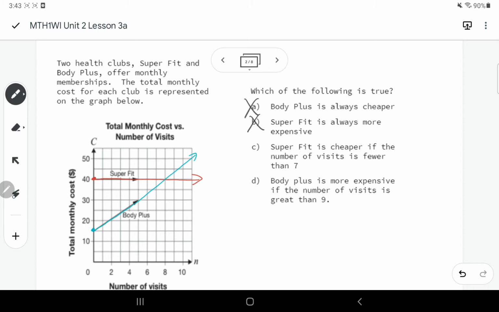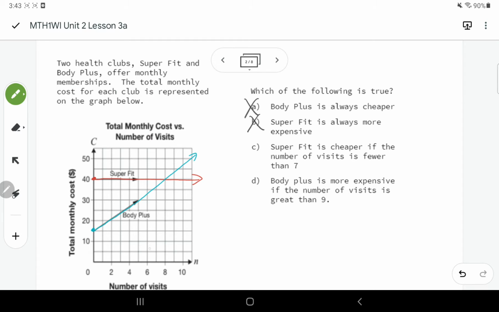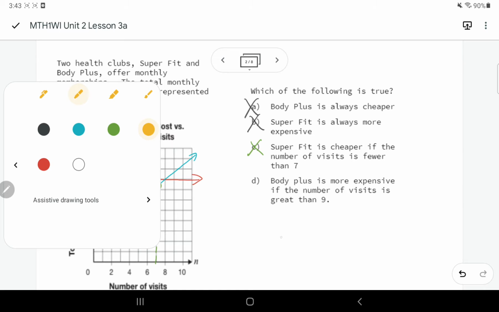Okay, here, Superfit is cheaper if the number of visits is less than 7. Huh. Maybe. Let's look at 7 visits. No, if we go to 7, that's not true. Body Plus is cheaper. That's less money. Body Plus looks like about 35, 36, and the other one would be more.